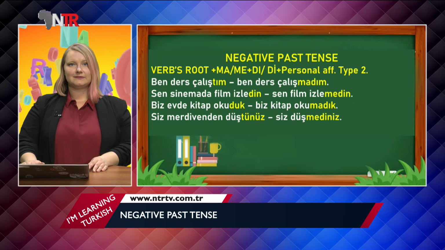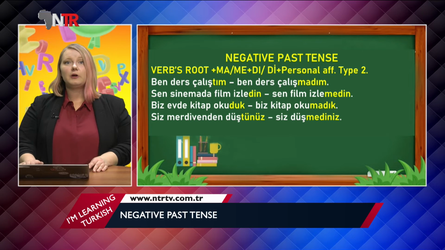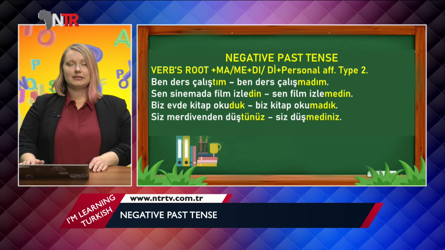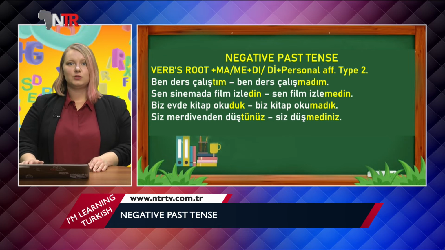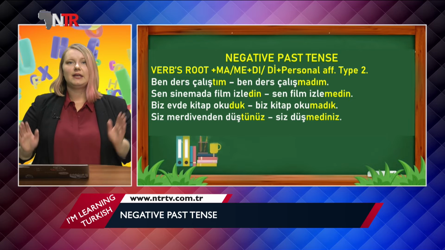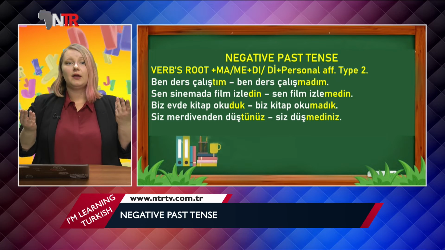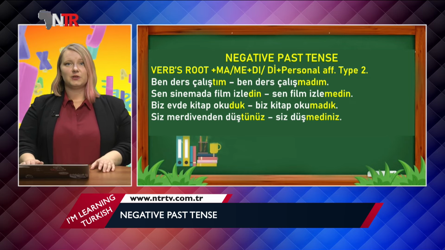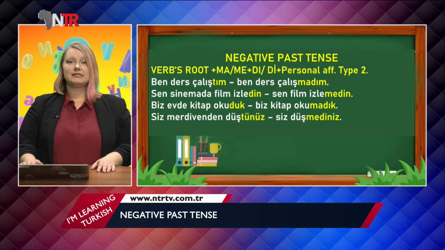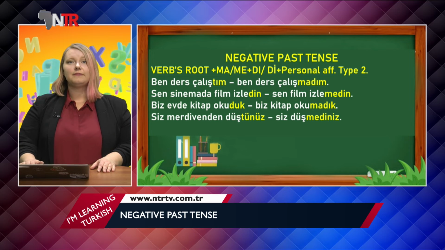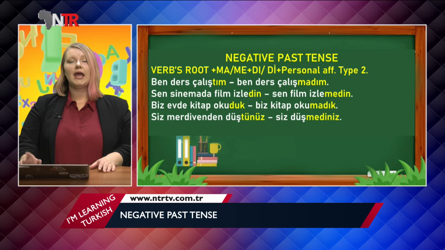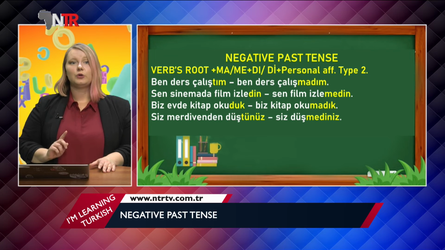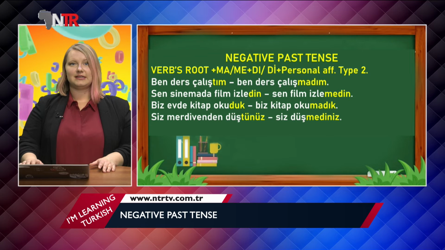As you remember from the first part of the program, we used to add dı, du, tı, tu to verb's root, but here after ma or me we can only add dı or di. Yeah, nothing to do. After that, if it's needed, we are adding personal affix type 2. Let's review some examples and let's understand something really important about negativity.